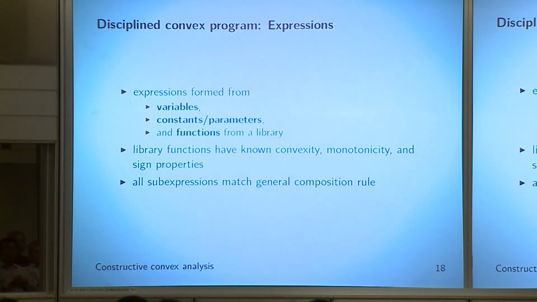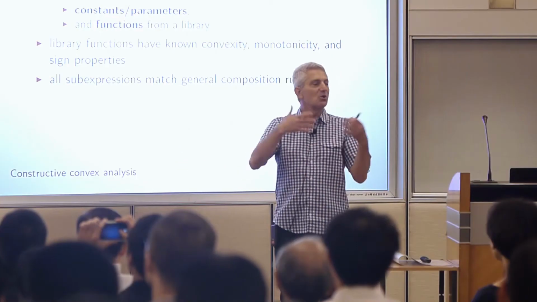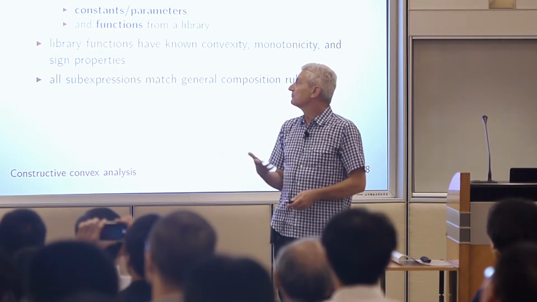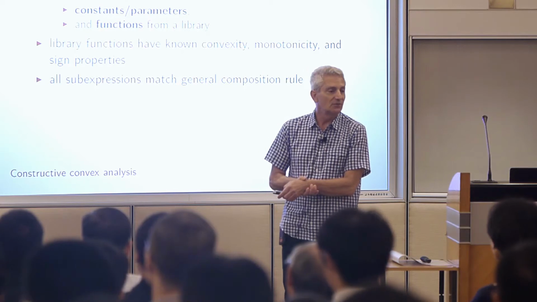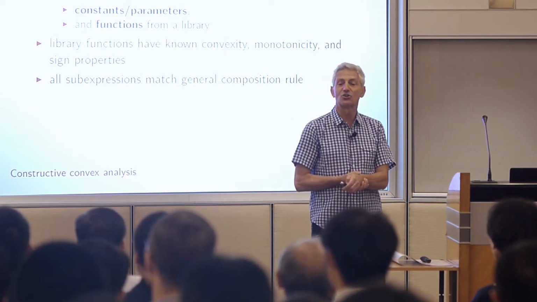I'm going to show you a part of it, it's like 20 different things. Most of them are kind of obvious, right? So we'll show you that. And the idea is the library functions have known convexity, monotonicity, and sign properties, right? So for example, that's the signature of that function.